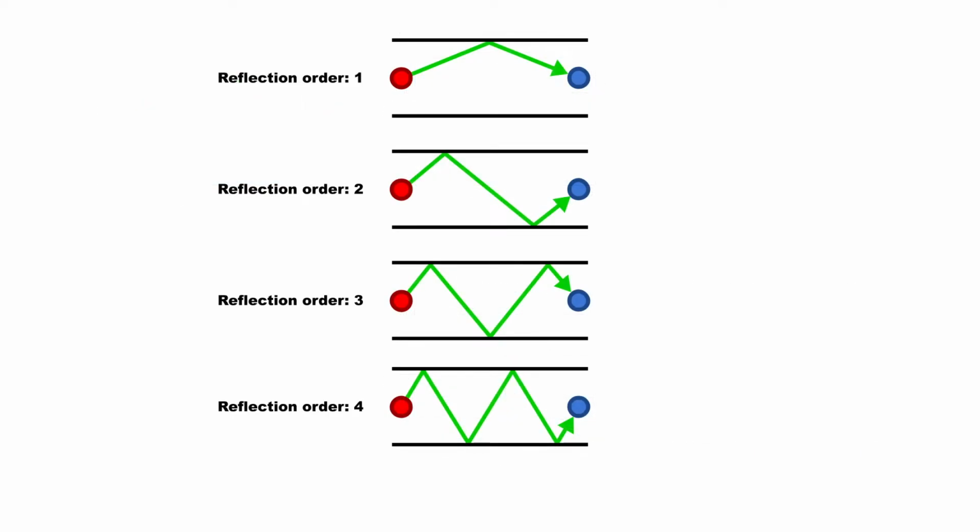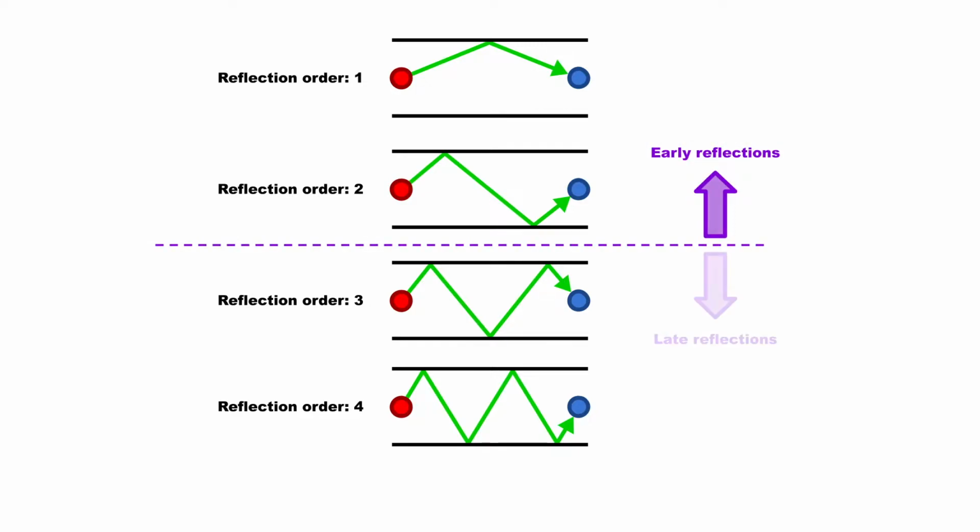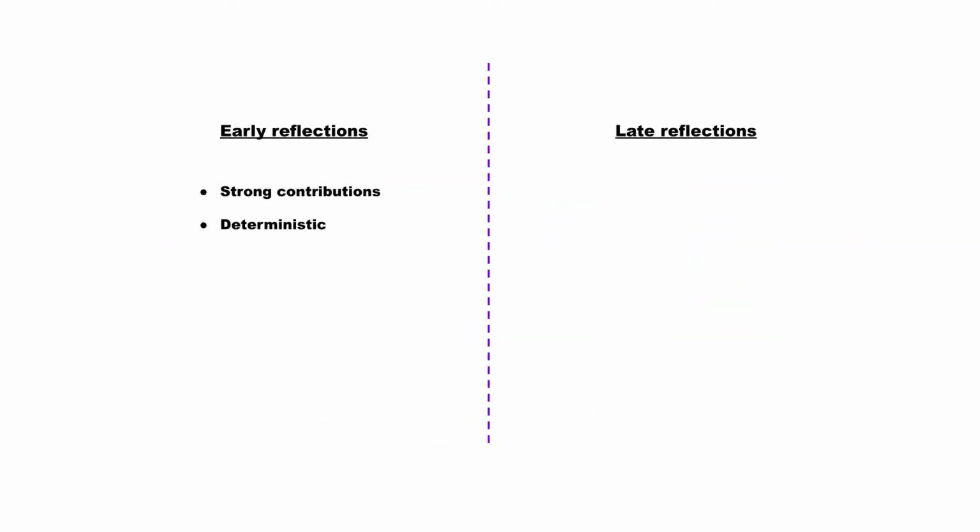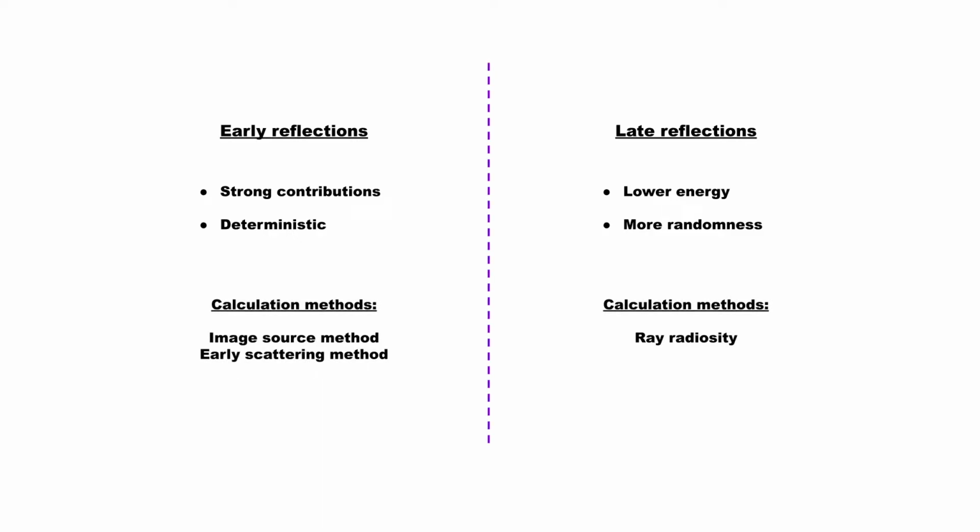Depending on the reflection order, that is, the number of reflections on a single ray, ODEON will distinguish between two types of reflections: early reflections and late reflections. The reflection order at which ODEON makes the distinction between the two types is called the transition order. In this example, the transition order would be 2, though it can be freely defined in the setup. Early reflections add strong contributions and are quite deterministic, while late reflections have lower energy and more randomness. So, ODEON uses different calculation methods for early reflections versus late reflections.